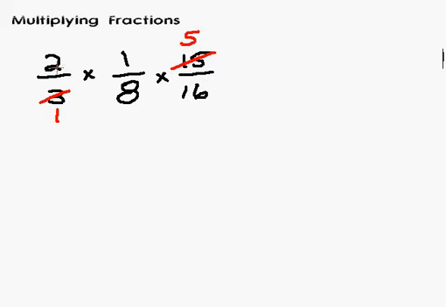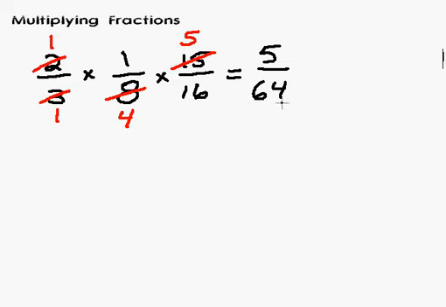Now I've got this 2. I could cancel this 2 with the 8 or with the 16 because 2 goes into 8 and 16. It doesn't matter, whichever one you want to do. I'll just do it with the 8. So 2 goes into 2 once, 2 goes into 8 4 times. So now I multiply straight across, and 1 times 1 times 5 is 5. 1 times 4 times 16 is 64.